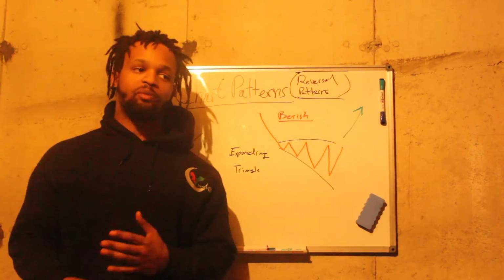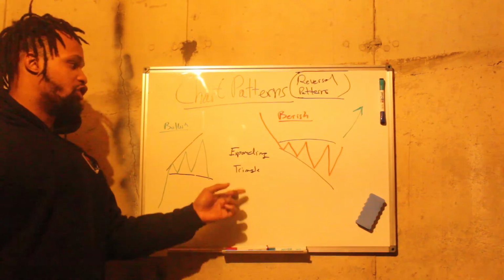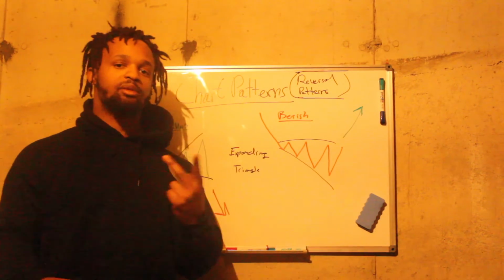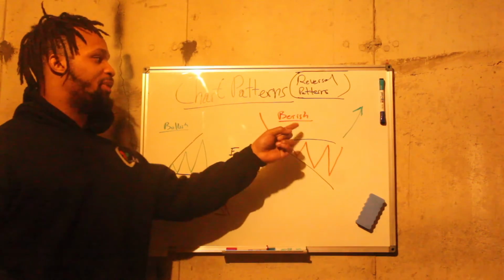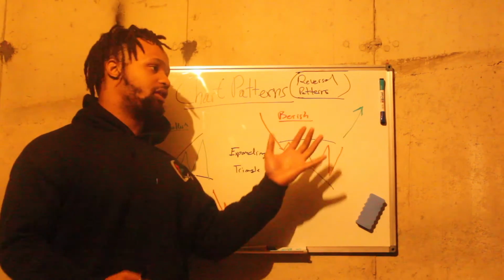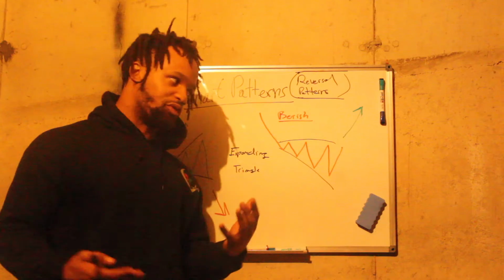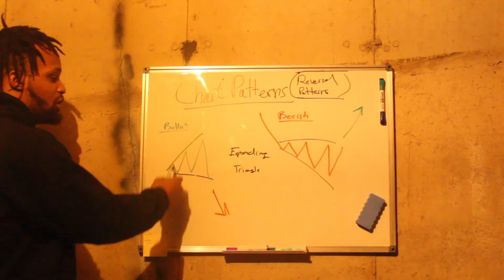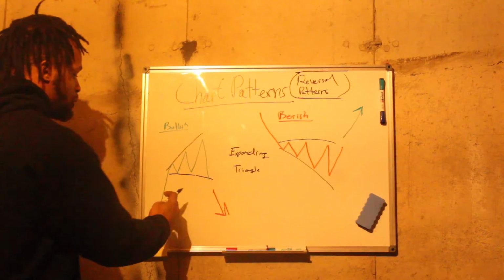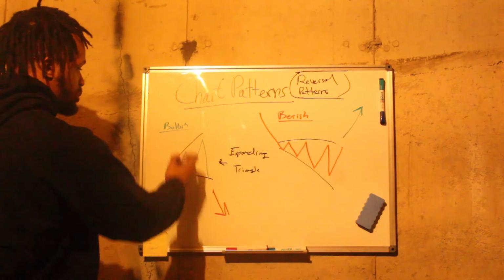Alright, so for our next pattern, we're going to talk about the expanding triangle. So we have two types of expanding triangle when it comes to a reversal pattern. We have the bullish expanding triangle and the bearish expanding triangle. Again, same thing, just flipped over, right? So for instance, our bullish expanding triangle, I'll draw for you right here, that's the bullish one.